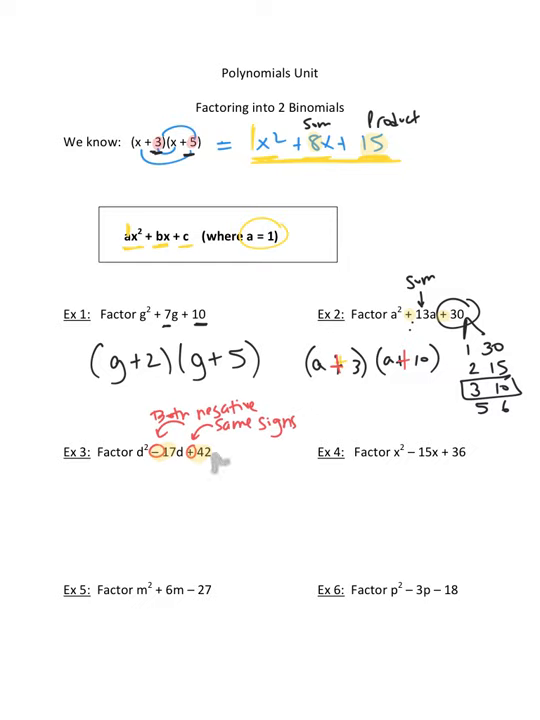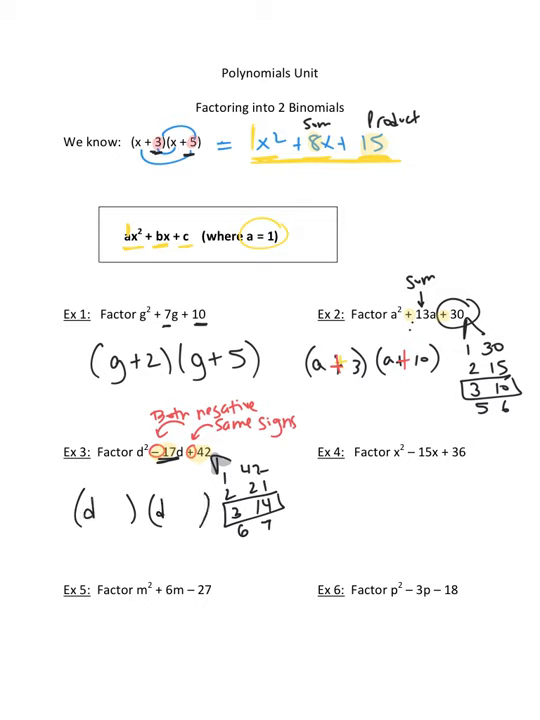I'm just going to go, okay, factors of 42. 1 times 42 is 42. 2 times 21 is 42. 3 times 14 is 42. 4 doesn't go in. 5 doesn't go in. 6 times 7 is 42. And I'm looking for the pair that has a sum of 17. Well, 3 plus 14 is 17. So what I'm going to do is set up my two binomials.